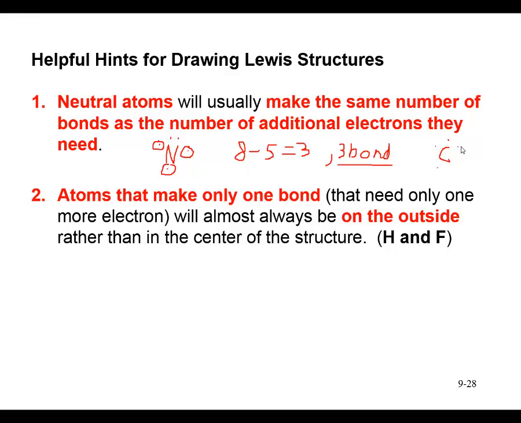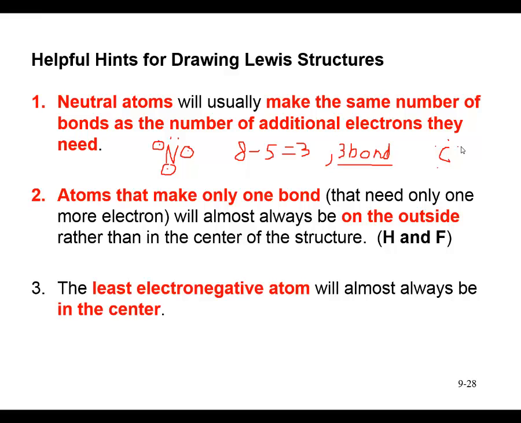Now, atoms that can only make 1 bond tend to be hydrogen and fluorine. Those are atoms that we predict only want 1 more electron to fill their outer valence shell. Hydrogen only needs 1 to get to 2, and fluorine only needs 1 more to get to an octet. Those tend to be on the outsides of my Lewis structure rather than in the center, because the central atom is one we frequently want to show multiple bonds to. So hydrogen and fluorine are usually on the outside.